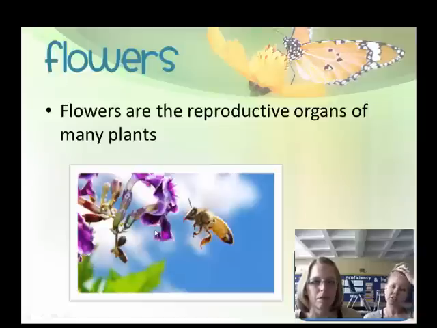And we kind of touched on this a little bit when we talked about sexual reproduction, about how not all sexual reproduction occurs due to sex. It just means that there are two different reproductive organs that need to be available in order to produce an offspring. And flowers are those reproductive organs for many plants.